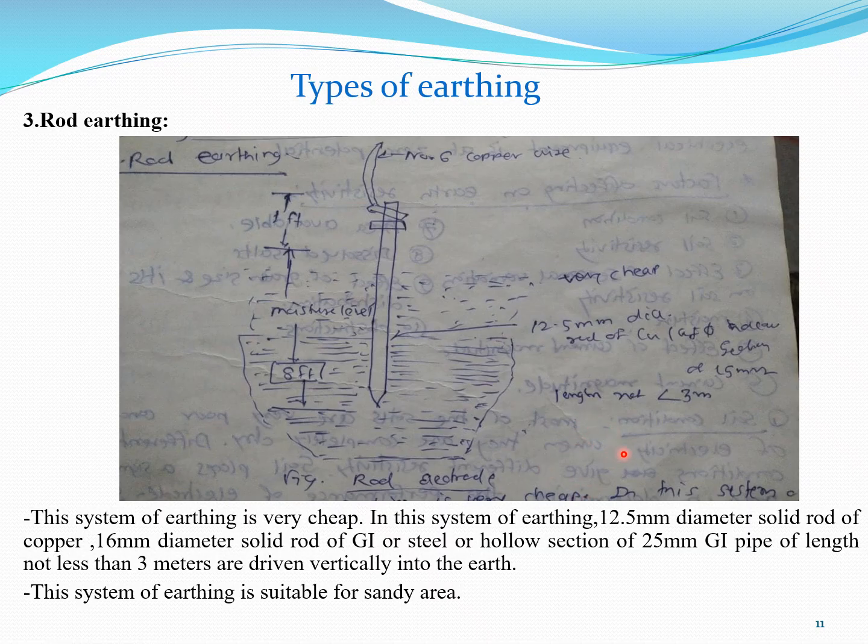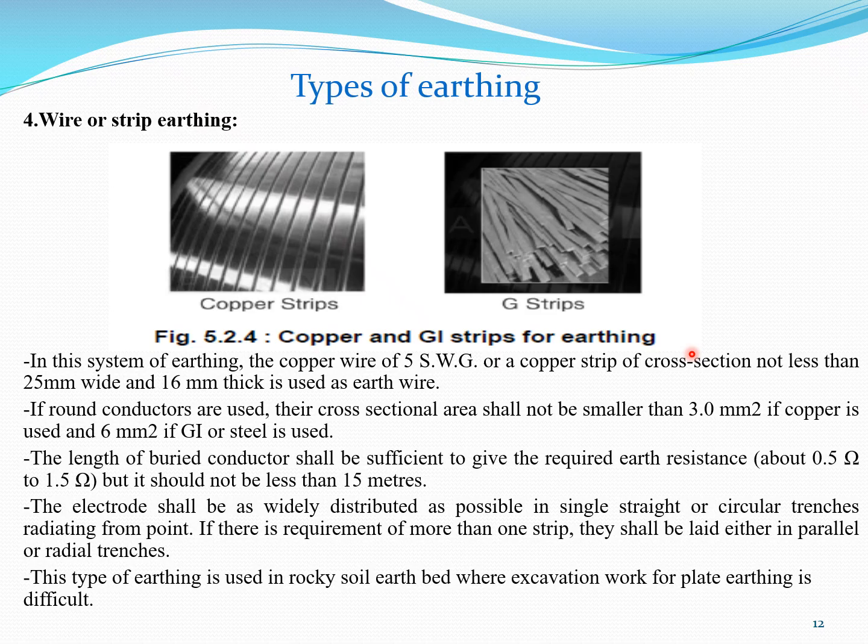This type of earthing system is suitable for the sandy area. Now, the fourth type is wire or strip earthing. In this type of earthing, copper strips or GI strips are used for the earthing purpose.